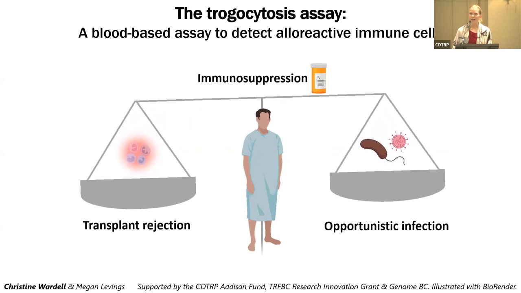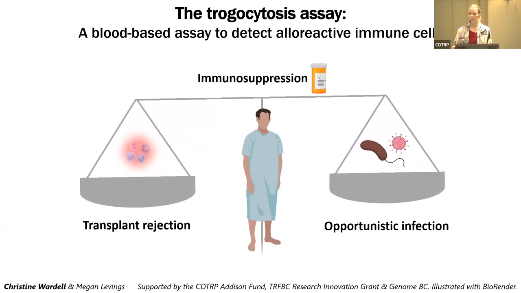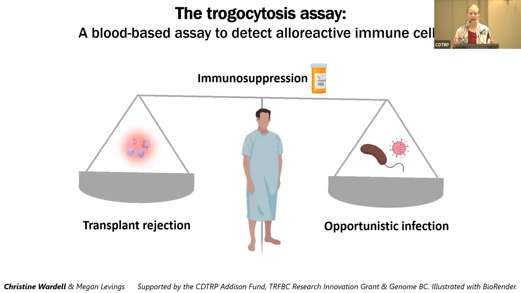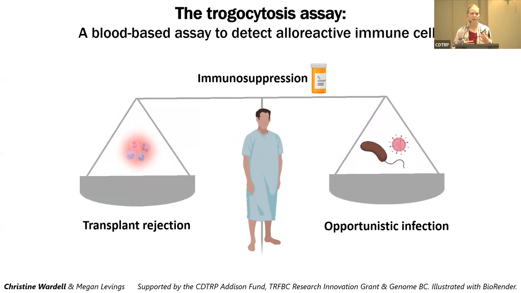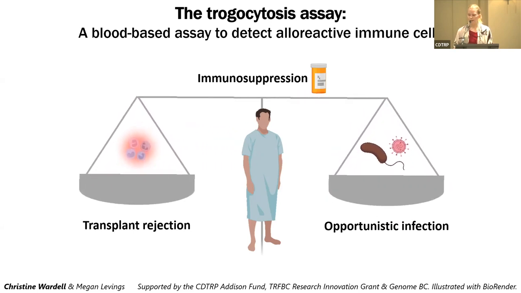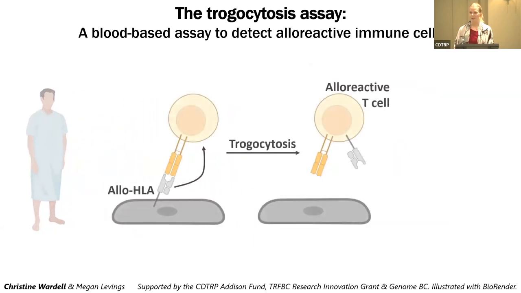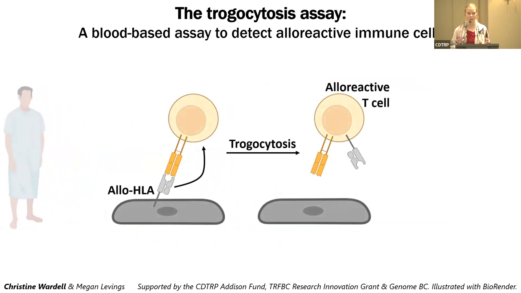However, at this point in time, it's really hard to get information on how the health of your transplant is doing and how many alloreactive immune cells are in your body and whether they're creating a problem or not. And so we're working on developing an assay to give more information. And it's based on this immunological concept of trogocytosis, where essentially an immune cell that recognizes a protein and forms a really strong bond with that protein will rip it right out of the membrane on which it was expressed and reintegrate it as a part of its own membrane.